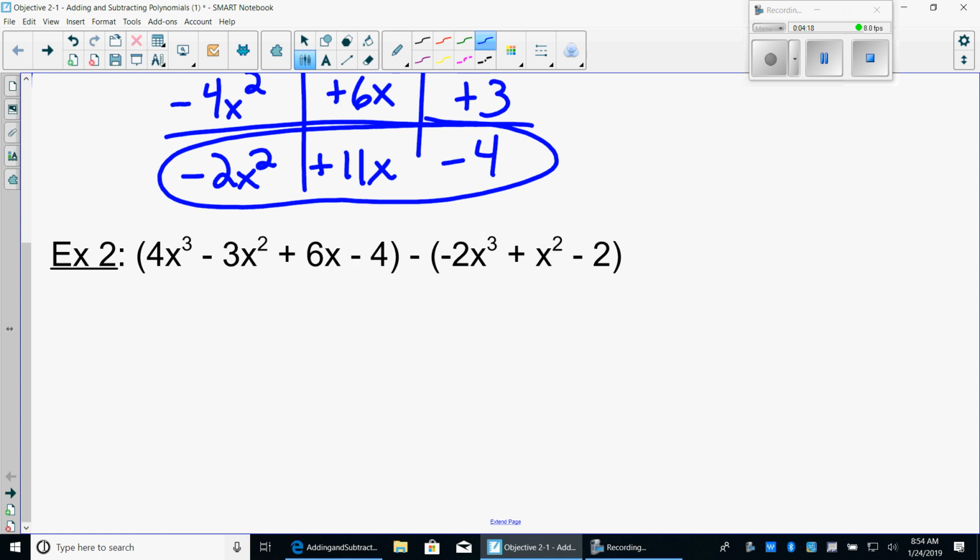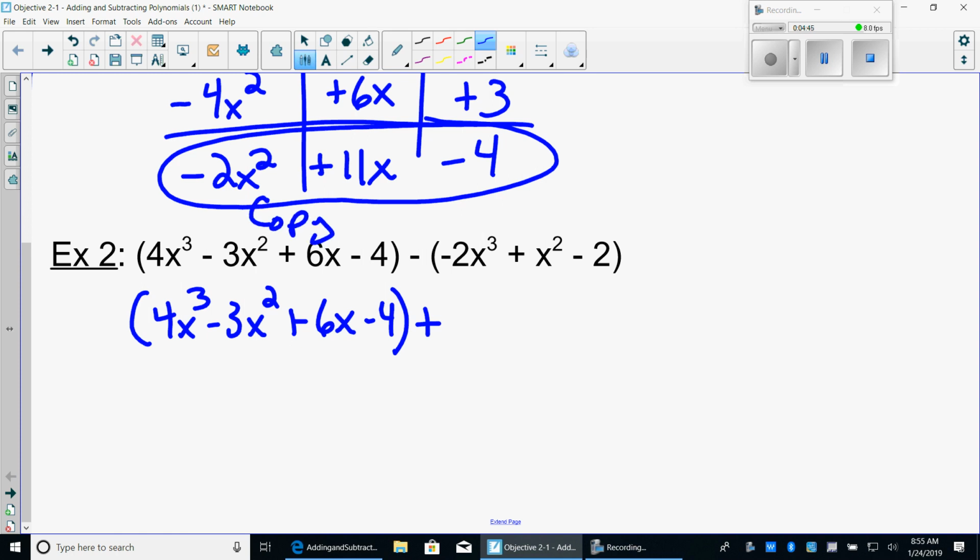All we're going to do is not subtract. We are going to copy, change, change. We're going to change this to addition, and then we're going to change all the signs here. So we're going to copy the first part. So this will be 4x cubed minus 3x squared plus 6x minus 4. We're going to change the subtraction to addition, and then copy, change, and then you got to change all the signs in the second polynomial.